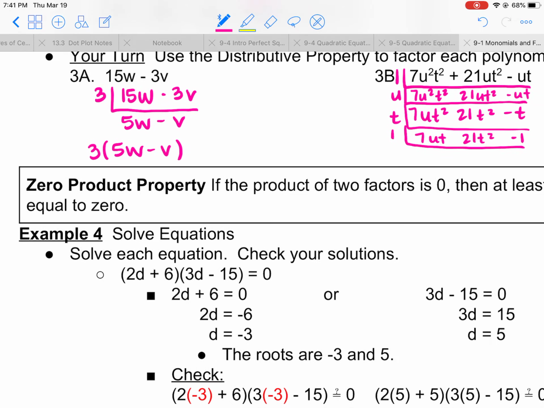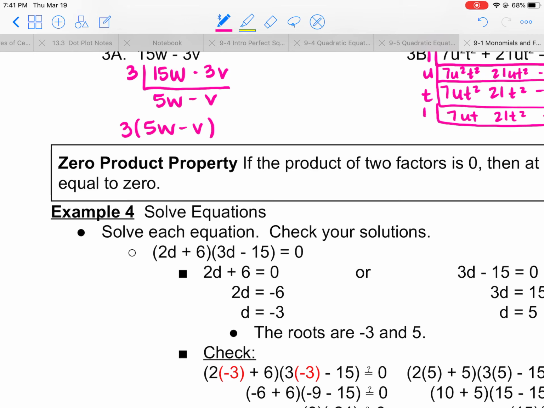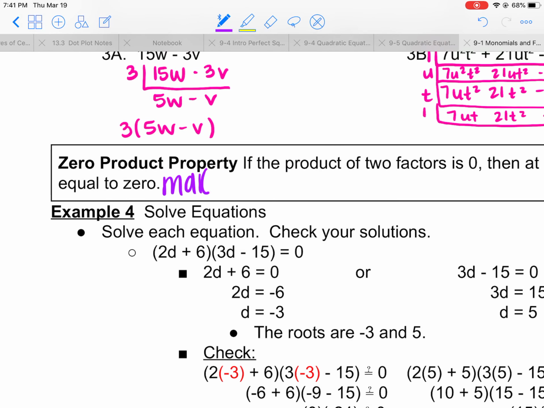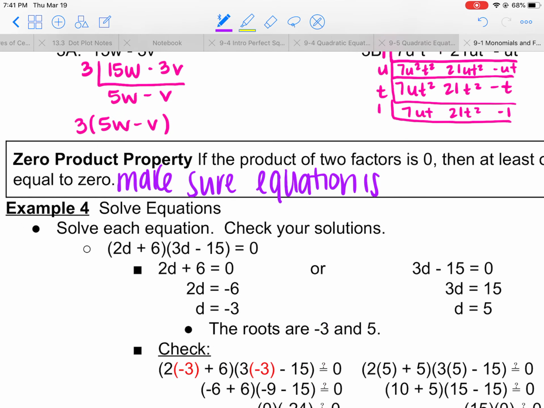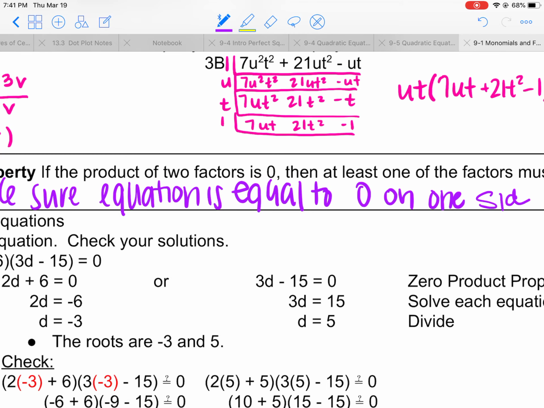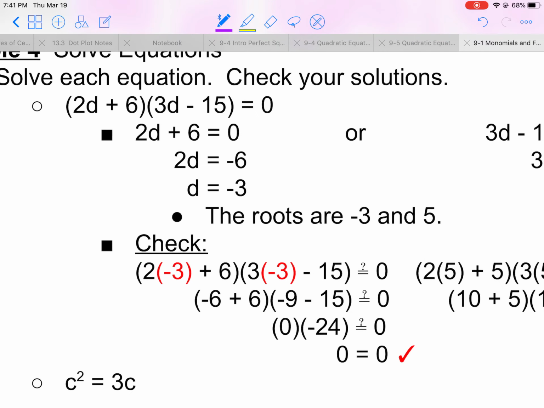The zero product property tells us that if the product of two factors is 0, then at least one of the factors must be equal to 0. You want to make sure that your equation is set equal to 0. That is important. So make sure your equation is equal to 0 on one side. Then solve each equation. You want to check your solution. So this one gets set equal to 0, and then this one also gets set equal to 0.